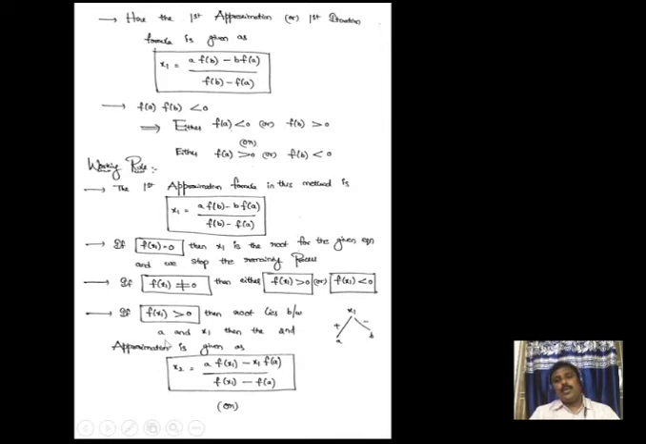So if the root lies between a and x1, then the second approximation can be written as x2 equal to a into f of x1 minus x1 into f of a by f of x1 minus f of a. So this is the formula for second approximation. If the root lies between a and x1, then we have to write like this. And suppose if f of x1 is less than 0, then the root lies between x1 and b.